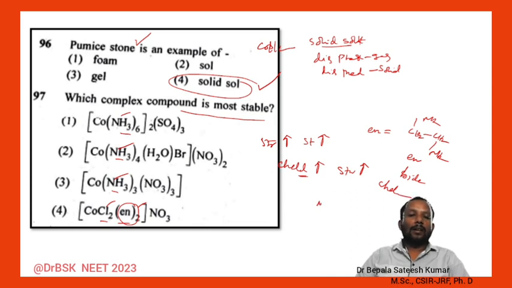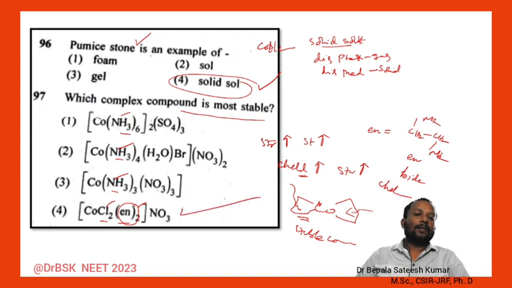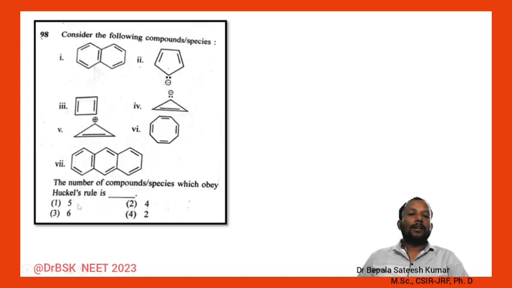This ligand forms a chelating complex with the central metal ion, with a cage-like or ring-like structure. These are the stable complexes. So option 4 is the correct one. Chelation increases, so stability also increases.